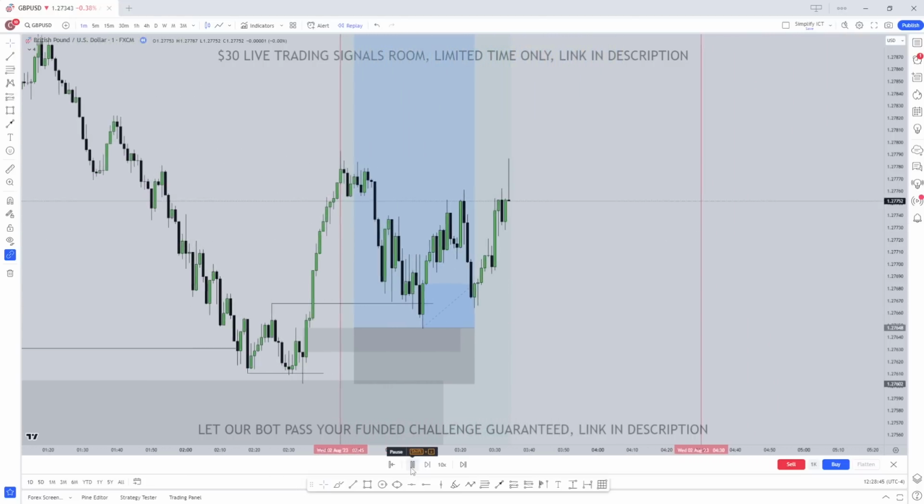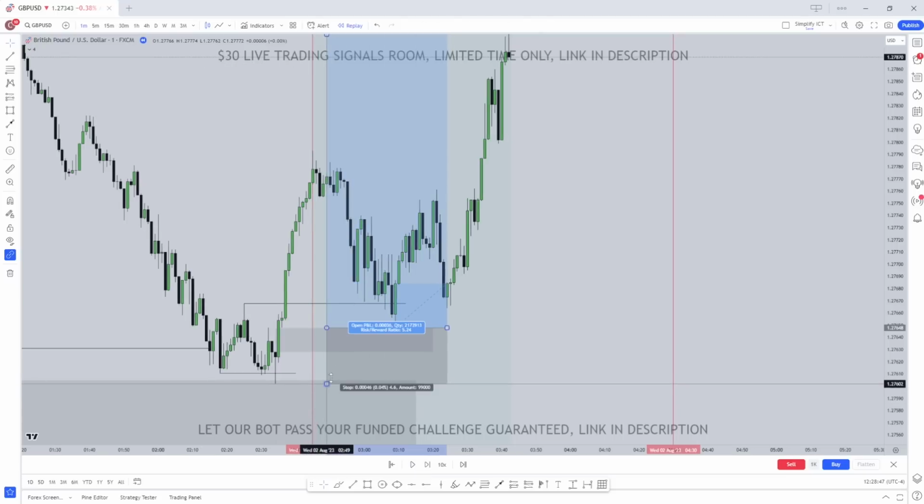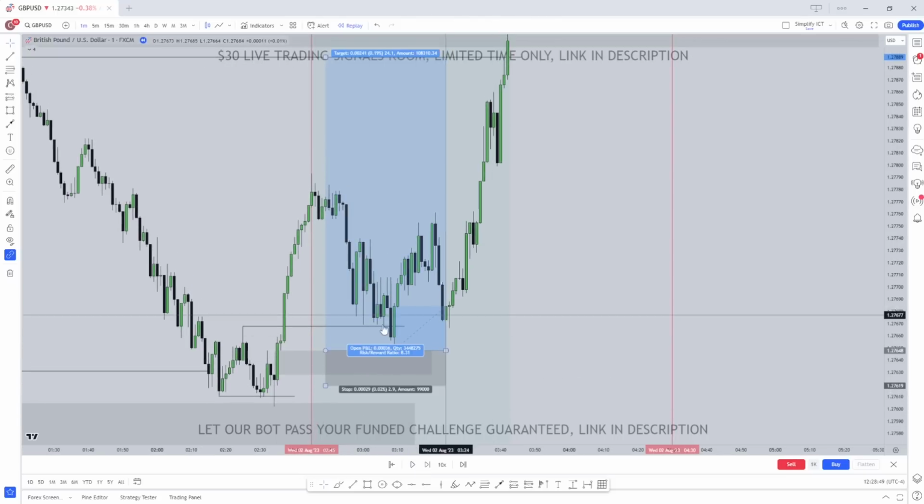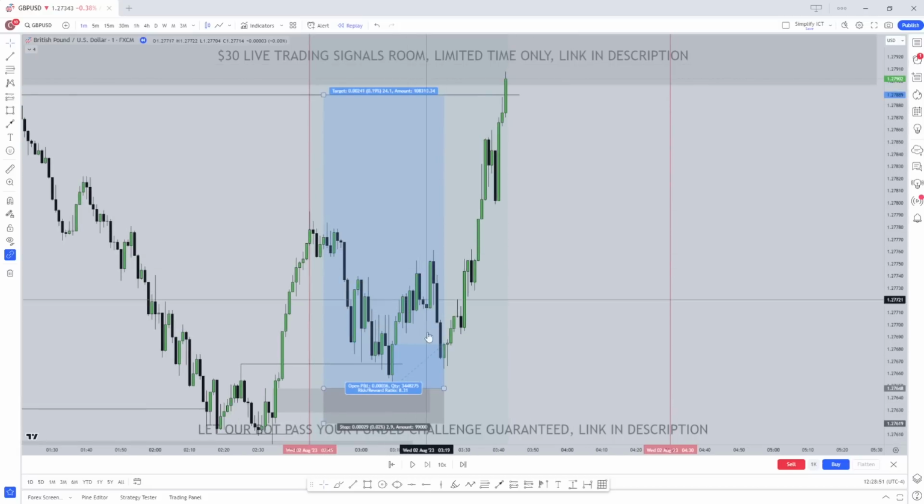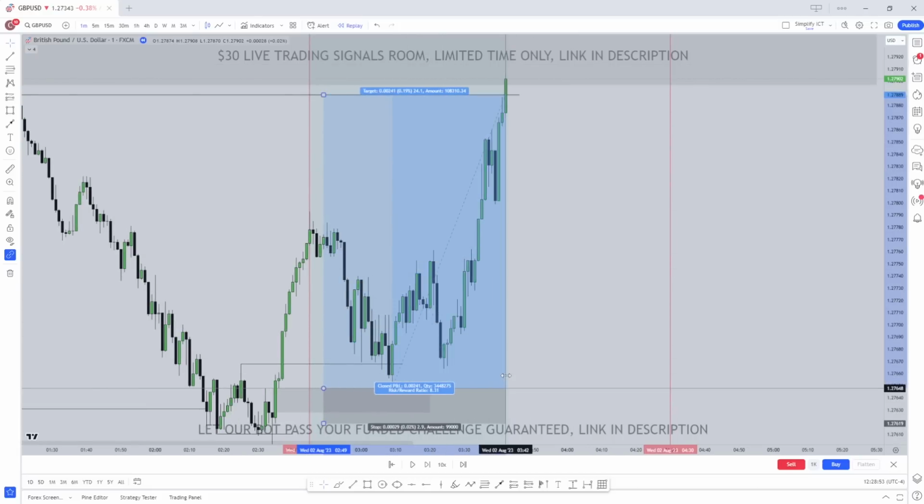price wicks us in very nicely over there. And again, if you were to put a tighter stop loss on it, that same trade would have got you a 1 to 8 instead of a 1 to 5. That would have got you a 1 to 8 risk to reward ratio.